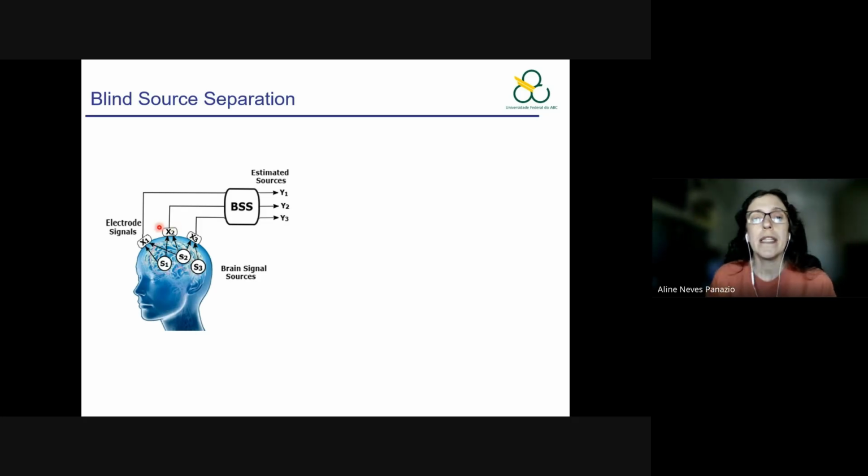So if we consider EEG signals are captured by electrodes placed on the scalp, and these electrodes capture a mixture of brain signals that we can consider as our sources. So it's exactly a blind source separation problem, since sources are not known and the way these signals are mixed is also not known. But we use these mixtures, the signal that is captured by the electrodes, to try to separate them and estimate the original sources.